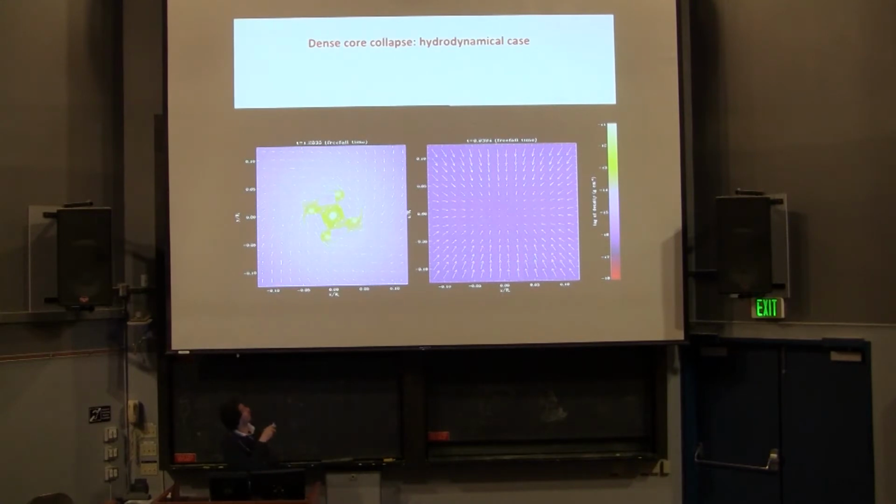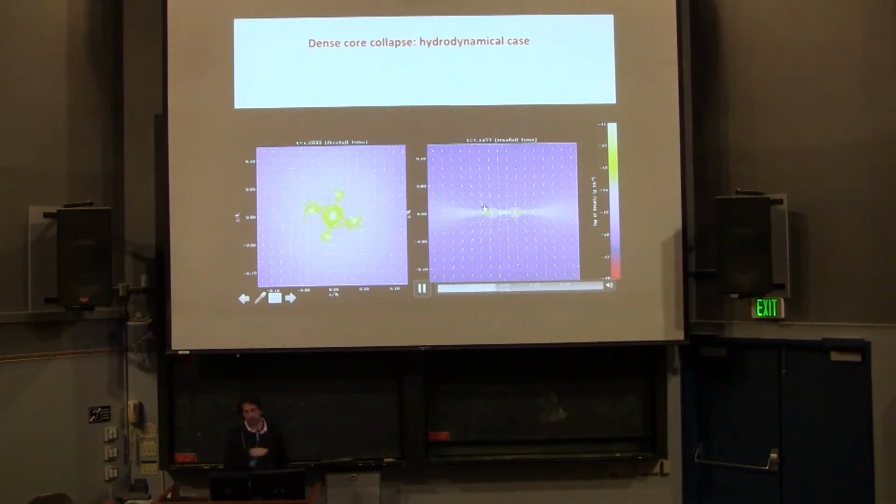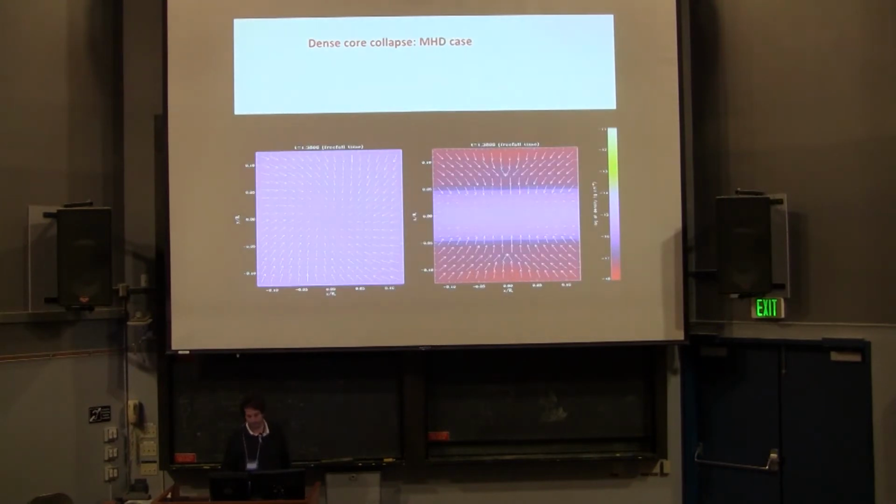I just want to stress that the symmetry here reflects the symmetry of the initial conditions. If you look at the same thing from the edge, I mean from the equatorial plane, you see all the dynamics which occurs in the equatorial plane. If you repeat the same calculation again with a magnetic field, you see something which is completely different.